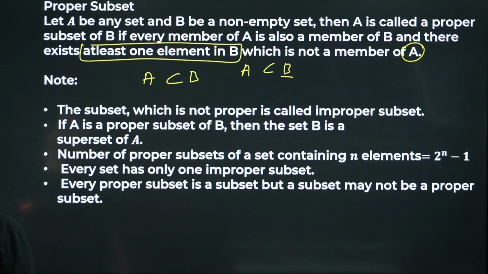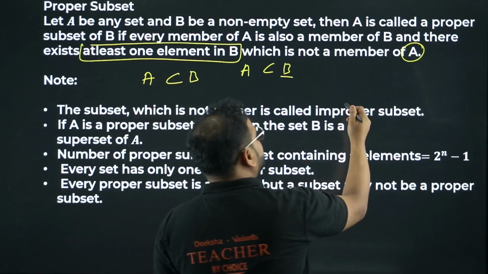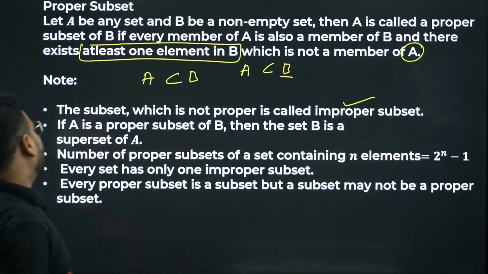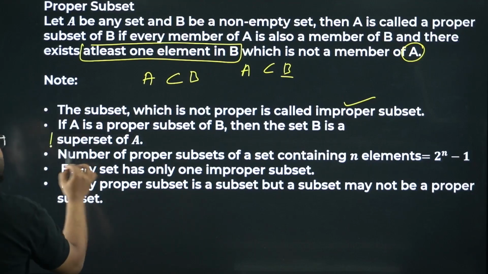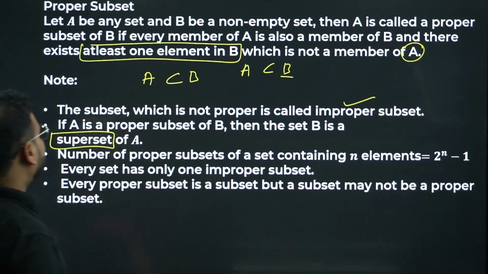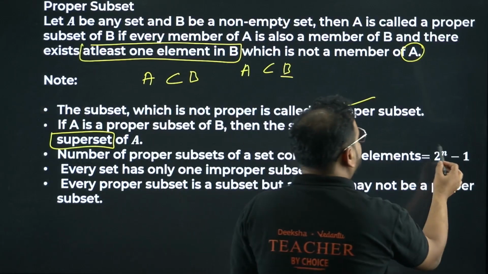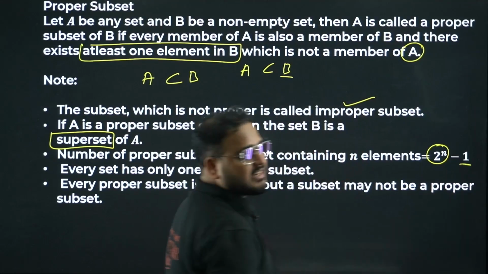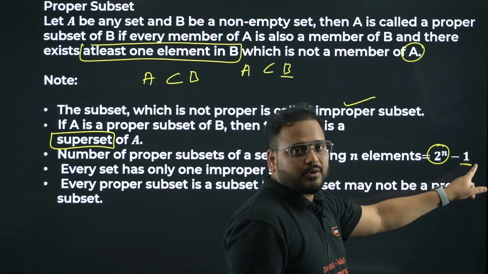Some notes we have. A subset which is not proper is called an improper subset. If A is a proper subset of B, then the set B is a superset of A. The number of proper subsets of a set containing n elements is given by 2 power n minus 1. Why? Because we can't take the set itself, so we have to remove that one part. Understand this.